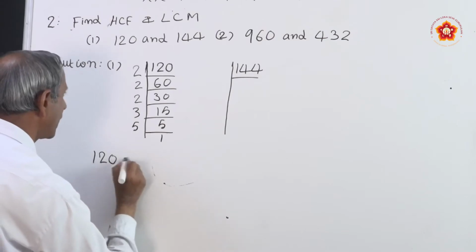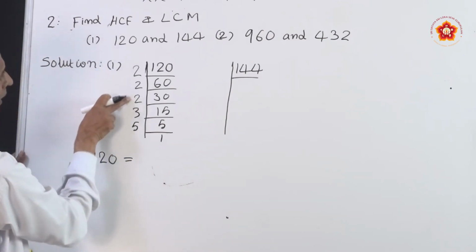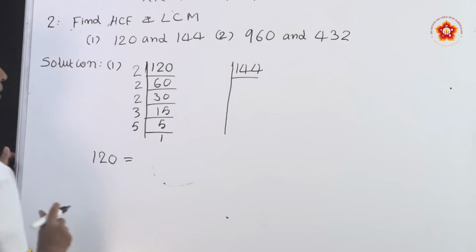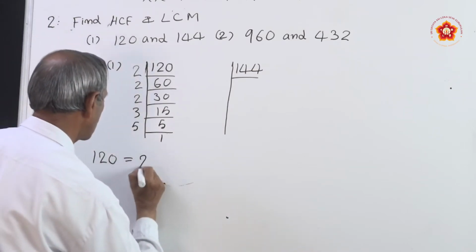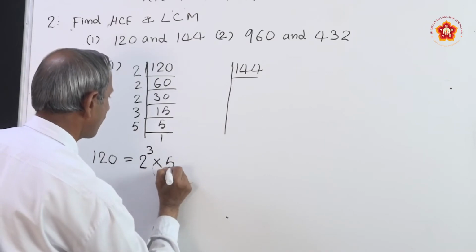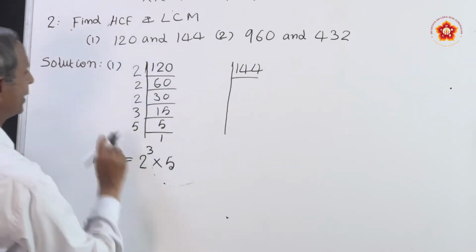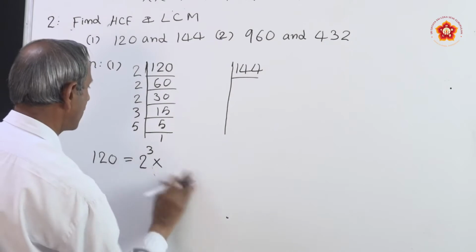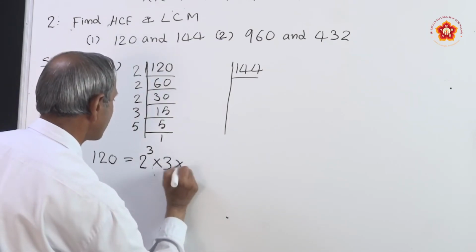120 can be written as 2, how many times is there? 3 times. So, you can write it as 2 raised to the power of 3. Then another factor is 5. Another factor is 3. Let us write in order. First 3 is there, next 5 is there.